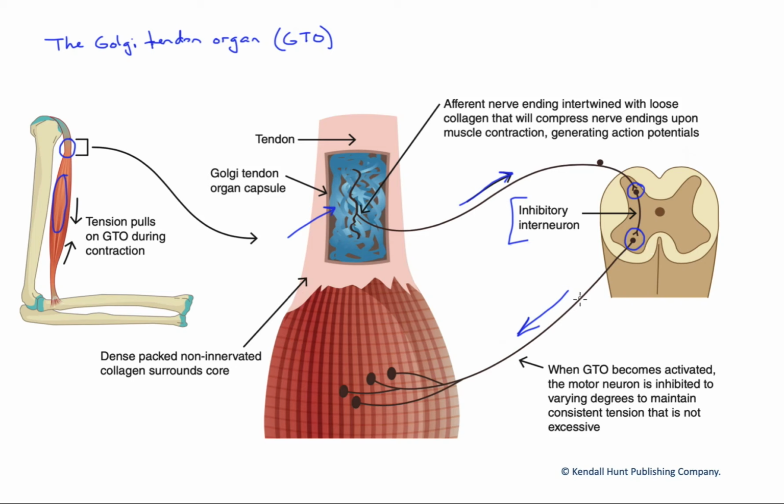So it's really sort of modulating the contraction strength, but at very strong contractions, it's tending to shut off that muscle, helping us to avoid damage to the soft tissues here.